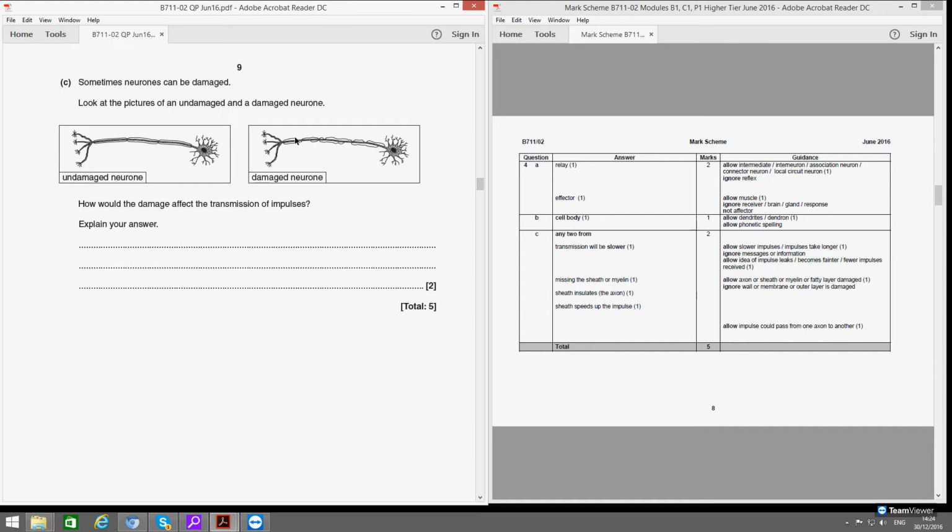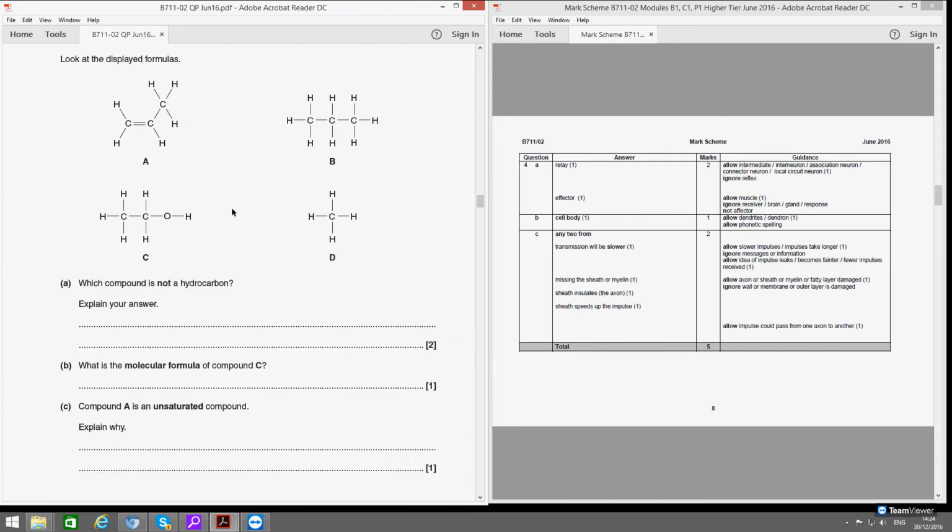Well, if it's damaged and its job is to transmit impulses quickly, then it's going to transmit them very, very slowly. That's your 2 marks. 1 mark comes from saying the myelin sheath is missing or damaged, and the 2nd mark comes from the transmission will be slower. All right, so moving on.